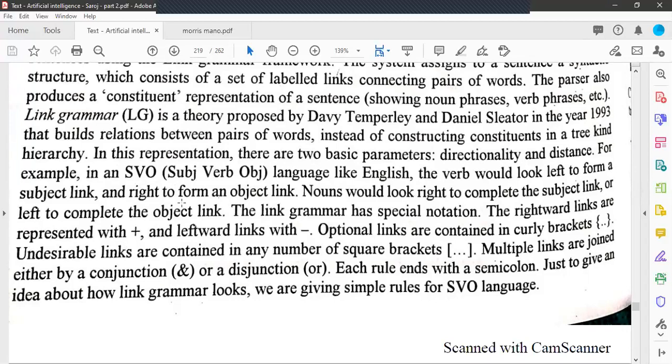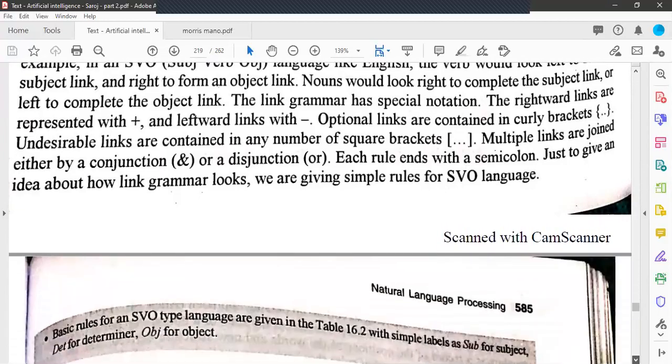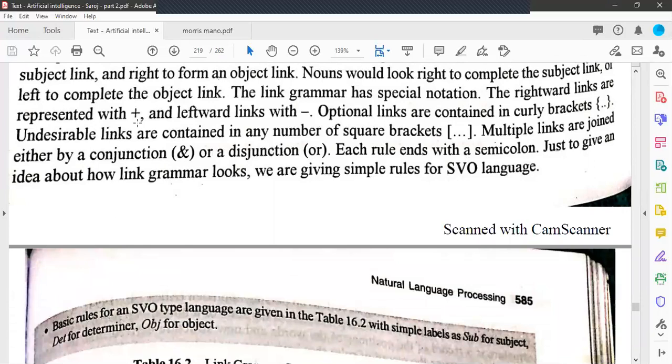Thus what happens is the sentence format gets clear as it is read through left and right side. And this grammar essentially has special notations. Right word links are represented with plus. Left word links are represented with minus, and optional links are contained in curly braces.